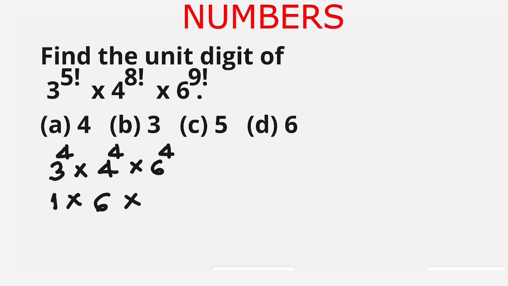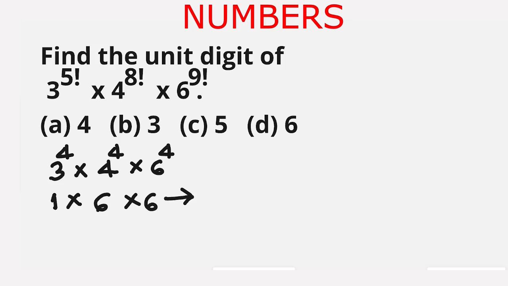Whatever may be the power of 6, the ones place always remains 6. Here 4 to the power 4, if you don't remember that it is 256, then you can easily find it out, as 4 to the power 4 can be written as 4 to the power 2 multiplied by 4 to the power 2, and 4 to the power 2 is 16, and 16 times 16, the ones place of both the 16 is 6, and 6 times 6 is 36, and ones place digit of 36 is 6. So we can write 4 to the power 4 as ones place digit 6.